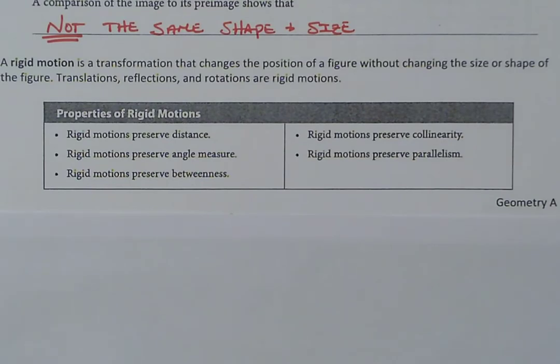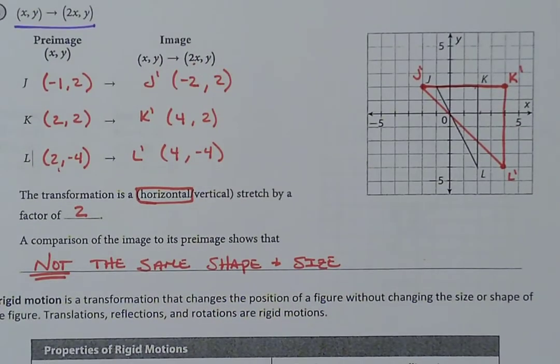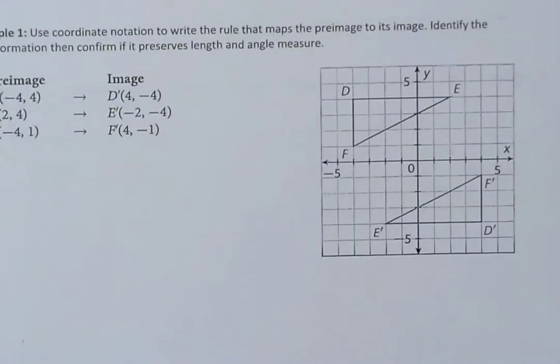Know this: translations, reflections, rotations are rigid, and rigid motions maintain shape and size. If it does not maintain shape and size, it's not rigid. An example of a not rigid motion is where we made it larger or smaller; that is not rigid. Whenever you multiply or divide x or y, know that that is not a rigid motion.